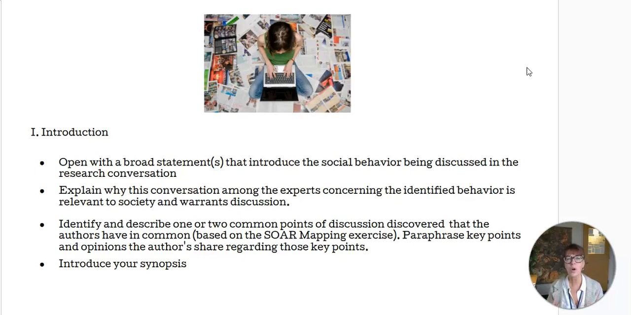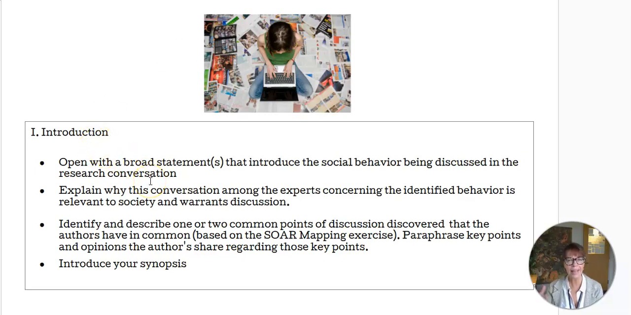And so start your introduction off with a more broad sentence that introduces the social behavior that you identified in a more broad manner. And I'll share a great handout on just how to do that also in this module. But we're going to open up broadly to just invite the reader into the general topic of our synopsis that we are doing our research on. And then you're going to explain why it's important to look at this social behavior, why it's important to look at what researchers have to say about this social behavior.